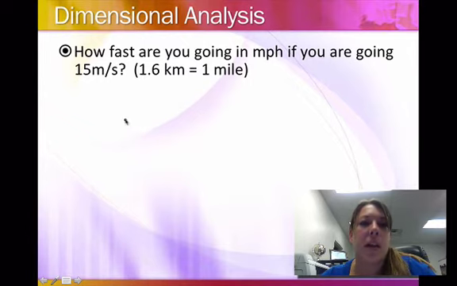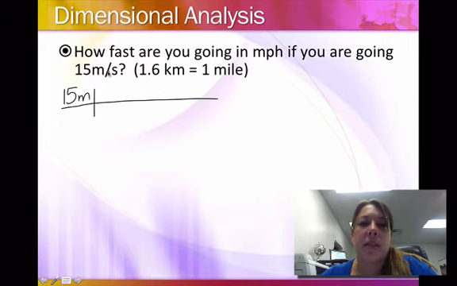Here's our first one. How fast are you going in miles per hour if you are going 15 meters per second? This is different than the problems we have done before because there is this per second. There's divided by some other unit. When you set these up, you're still going to start with what was given in the problem, but it's going to look a little different now because this per second means that that second goes on the bottom. It's like 1 second, but I'm not going to put the 1. So 15 meters per second.